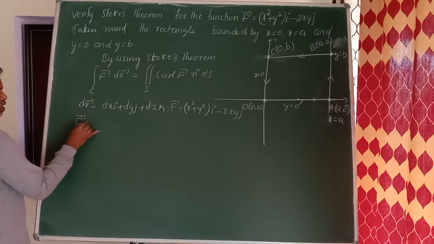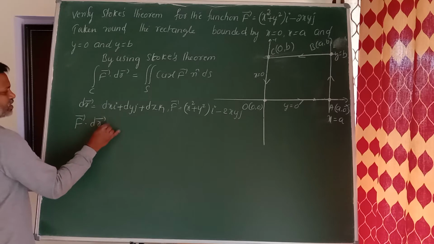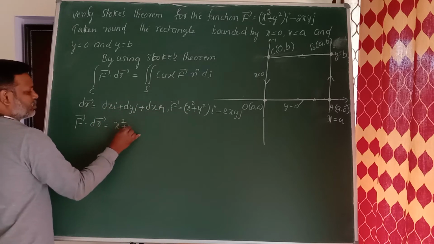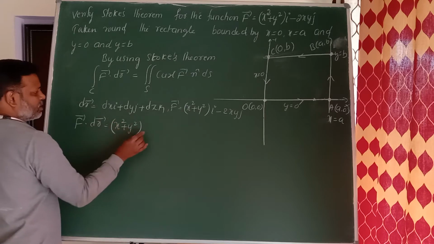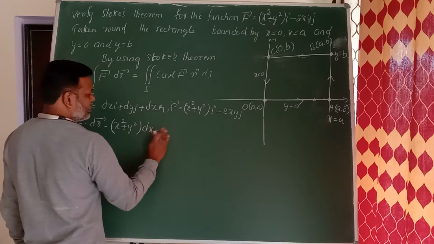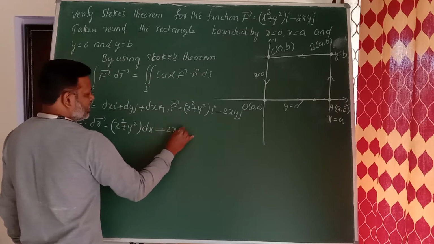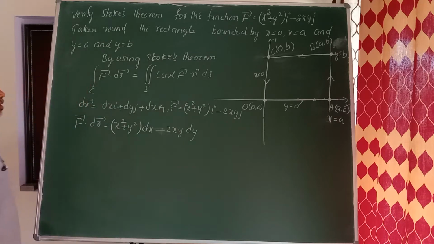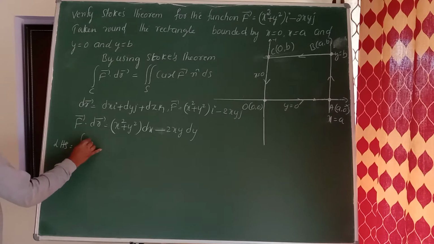F dot dr is the component-wise multiplication: (x square plus y square) into dx plus minus 2xy into dy, where the k component is absent, that is 0. So that is F dot dr. Now let it be on one side. I have to find out the LHS part. What is the LHS here? The line integral over C of F dot dr.